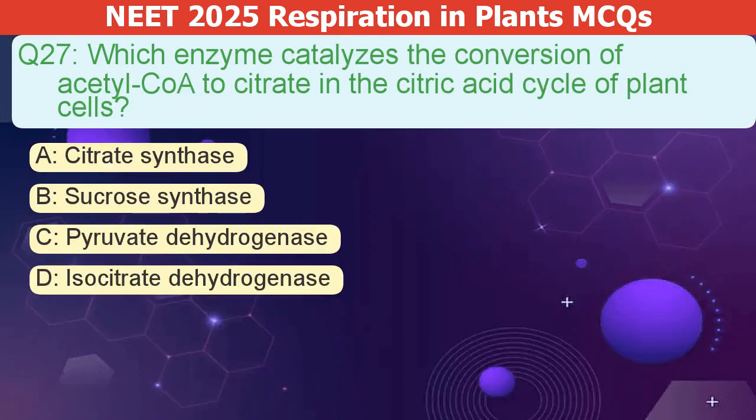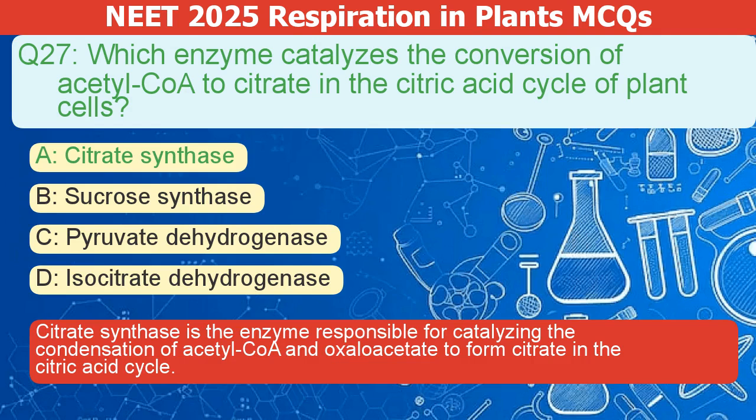Which enzyme catalyzes the conversion of acetyl-CoA to citrate in the citric acid cycle of plant cells? A. Citrate synthase. B. Sucrose synthase. C. Pyruvate dehydrogenase. D. Isocitrate dehydrogenase. The correct answer is A. Citrate synthase is the enzyme that catalyzes the condensation of acetyl-CoA and oxaloacetate to form citrate in the citric acid cycle.